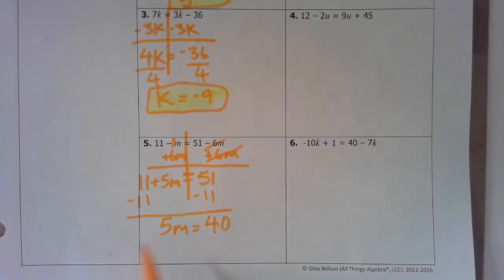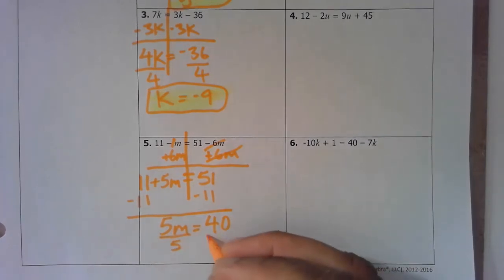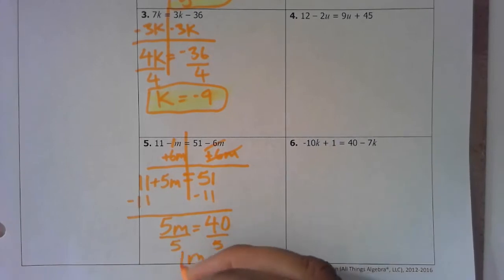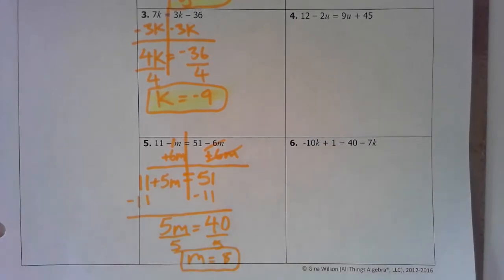Okay, slide it up a little bit further here. And since I have a 5 times m, I'm going to take the inverse here and divide by 5, and I'm going to have m equals 8. I'll circle my answer.